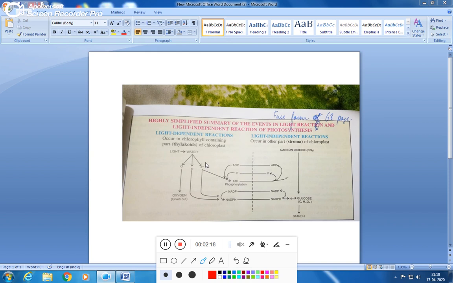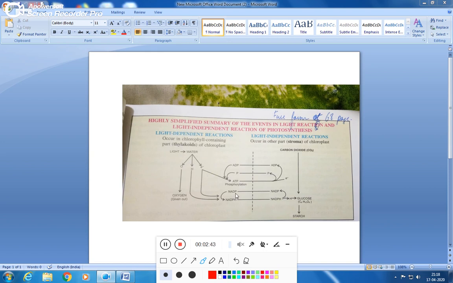Here the splitting of the water is known as photolysis. As you know, photo means light and lysis means splitting. So the water molecule gets split up into hydrogen and oxygen, and electrons are produced in the presence of light. Where is it occurring? In the grana of the thylakoids.